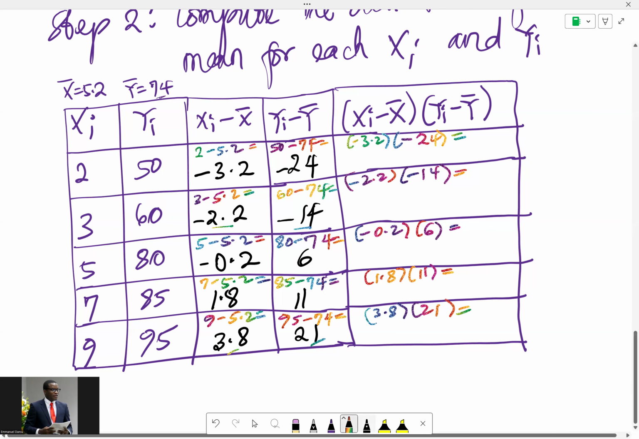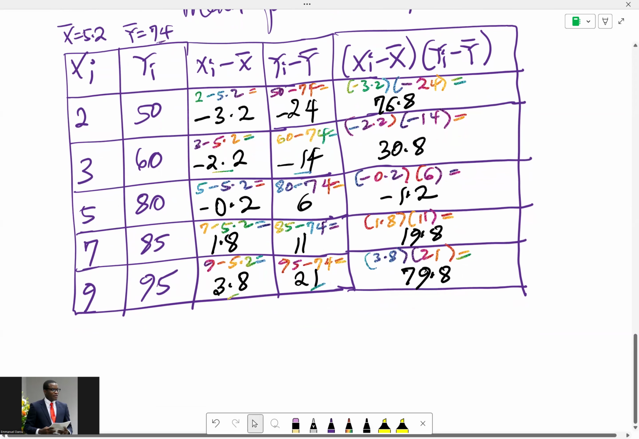And of course, if you do all this, minus 3.2 times minus 24 is 76.8. Minus 2.2 times minus 14 is 30.8. Then minus 0.2 times 6 is minus 1.2. Then 1.8 times 11 is 19.8. 3.8 times 21 is 79.8. So you have all of that. Now, with that settled, you can actually calculate the covariance of xy.